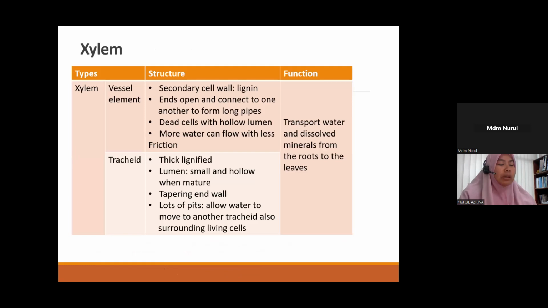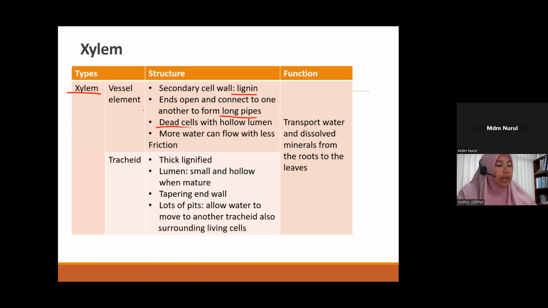Okay, so as a summary, the components of xylem include the vessel element and also the tracheid. The vessel element has a lignified secondary wall. It opens and connects to one another and forms long pipes. It is a dead cell with a hollow lumen, allowing water to flow freely with less friction.